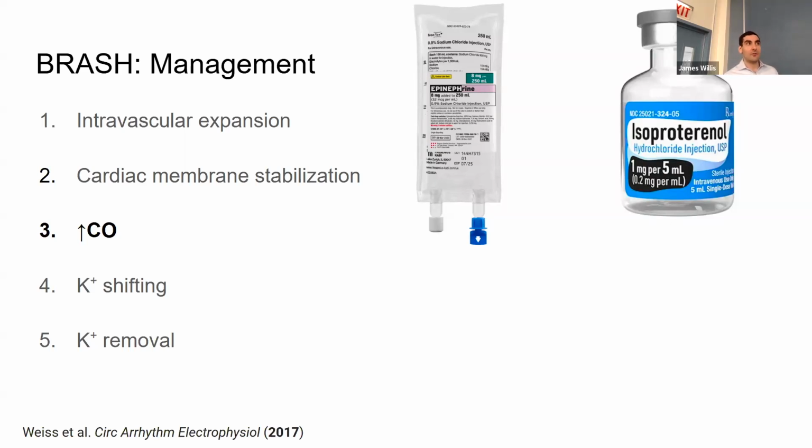You can trial atropine. It's likely not going to work. Does anyone know why? Where does atropine work here? Excellent. It's right, it's an antimuscarinic medication. And so at what level of our conducting system does it exert its effect? At the AV node. And where is our bradycardia likely stemming from?